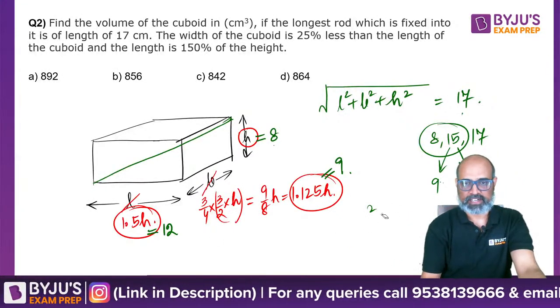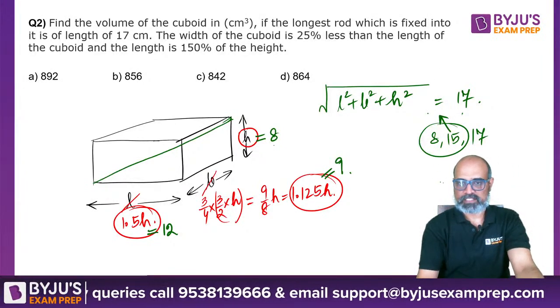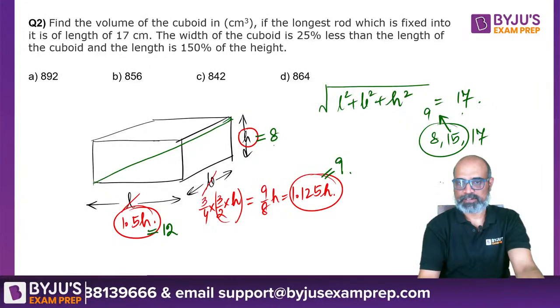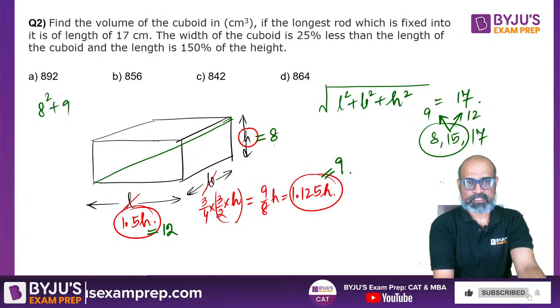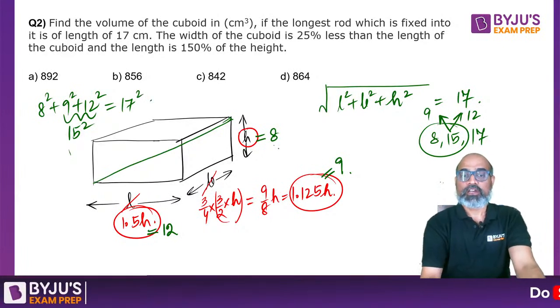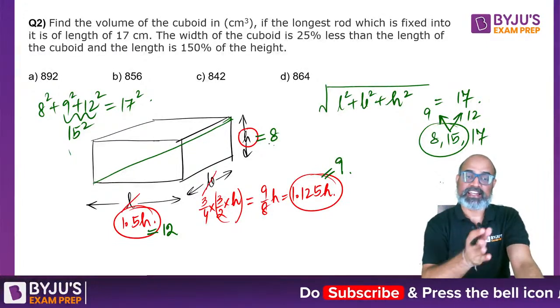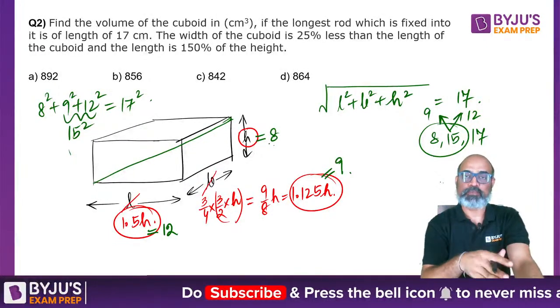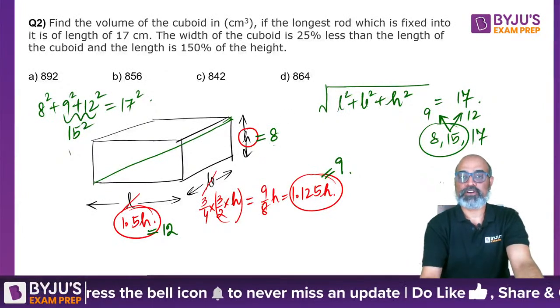This is hidden, right? So what I meant was 15 can be a triplet from 9 and 12. It says that 9 square plus 12 square will result in 15 square, and then 8 square plus 15 square is 17 square. So I was saying, is it a possibility that if h is 8, 1.5h is 12 and 1.125h is 9? Yes, it will definitely follow it.